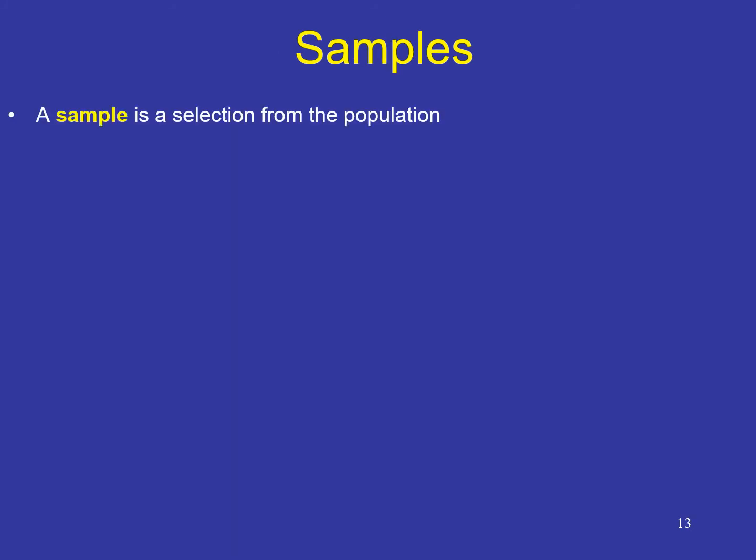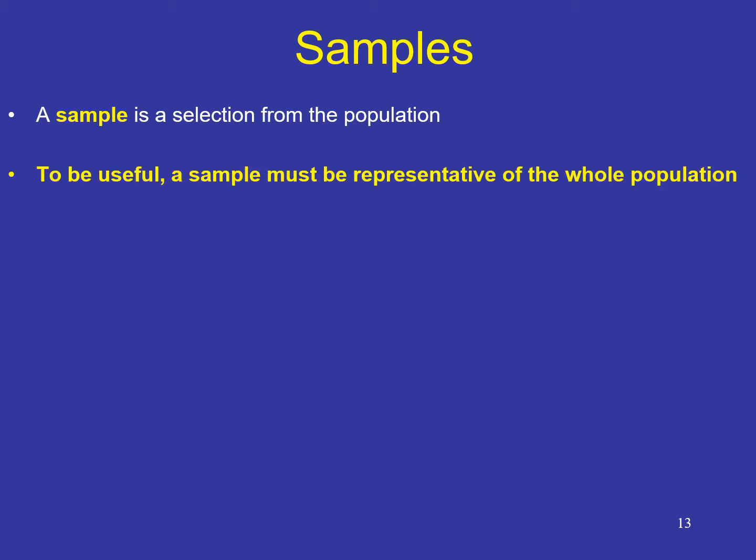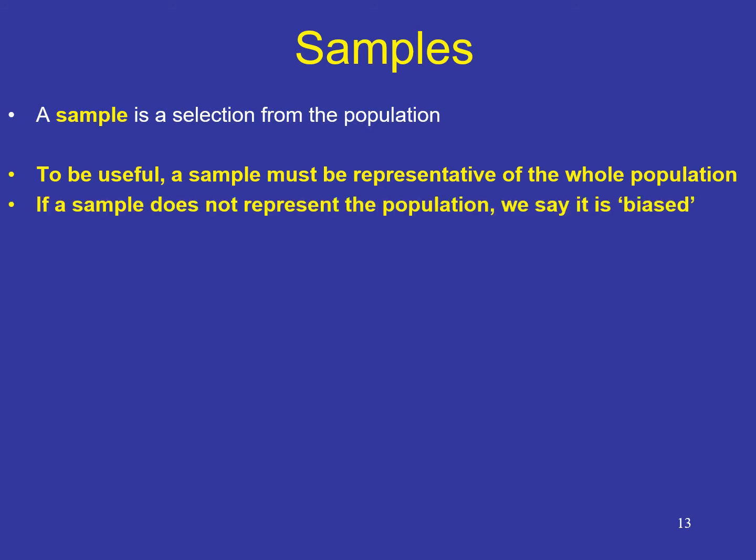So what is a sample? Well, a sample is a selection from the population. But to be useful, the sample must be representative of the whole population. If it doesn't represent the population, we say it is biased.